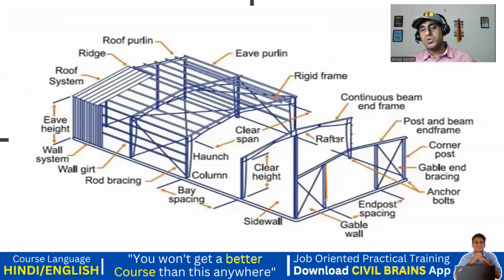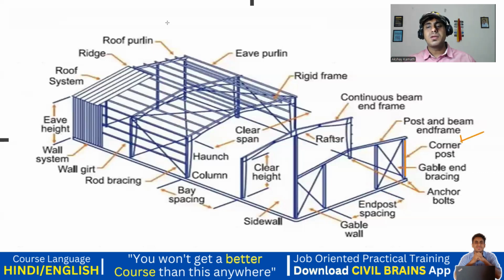Next, this column and this column, it's a column, but here it is mentioned as post. We call it a post. But since it is provided at the end region, we are calling it an end post. And the distance between these two is called the end post spacing. Then this is also a post. But since it's at the corner, we are calling it a corner post.